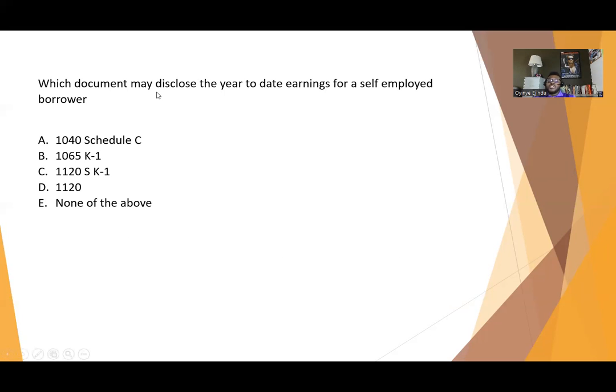So here again, the next question is, which document may disclose the year-to-date earnings of a self-employed borrower? A will be 1040 Schedule C, B will be 1065 K1s, C will be 1120S K1s, D will be 1120, and E will be none of the above. I'm going to take a second for you guys to think about what the answer to this one would be. The answer will be E, none of the above.